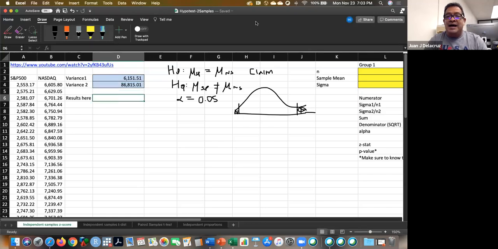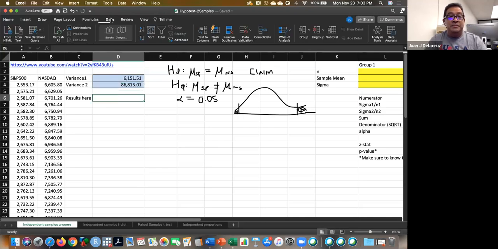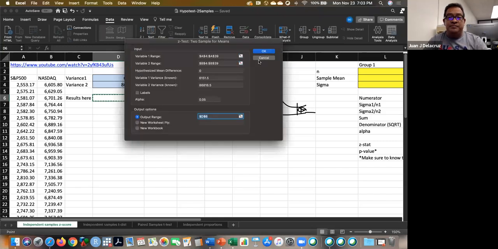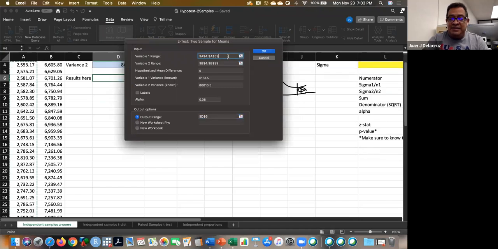So what I'm going to do is call my data analysis, and I am going to call the 2-sample for means. I typed this before, I'm going to do it again. Let me do it case by case. That's a little bit of a problem with this, because once you do one, you have to erase everything again to do a second case.